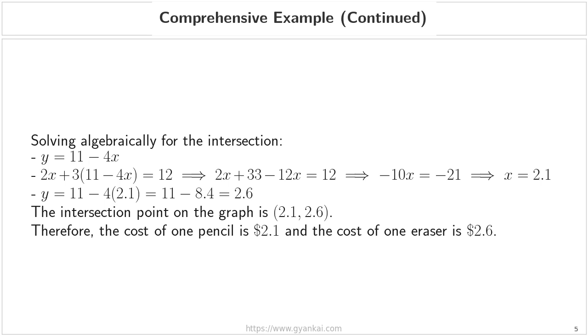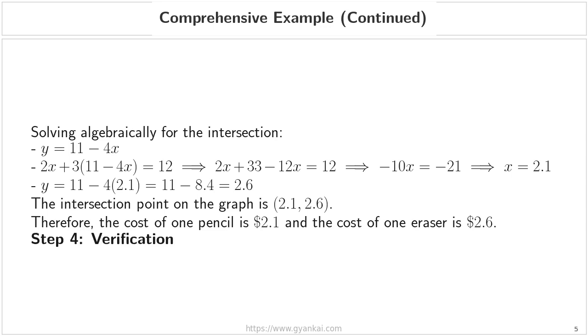Translating this back to our real-world problem, we can conclude that the cost of one pencil is $2.10, or $2.1, and the cost of one eraser is $2.60, or $2.6. But we aren't finished just yet. To ensure we haven't made any calculation errors, we must proceed to step 4, verification. We need to plug these values back into our original conditions from the word problem.